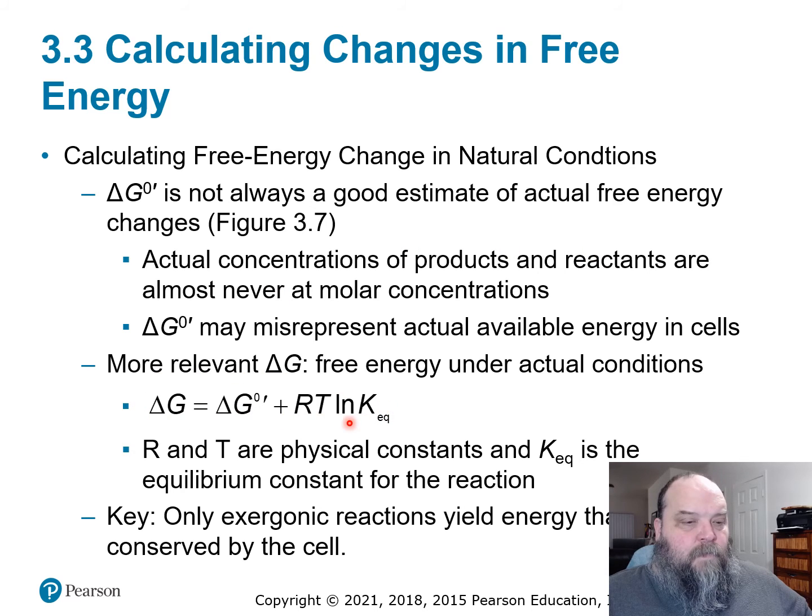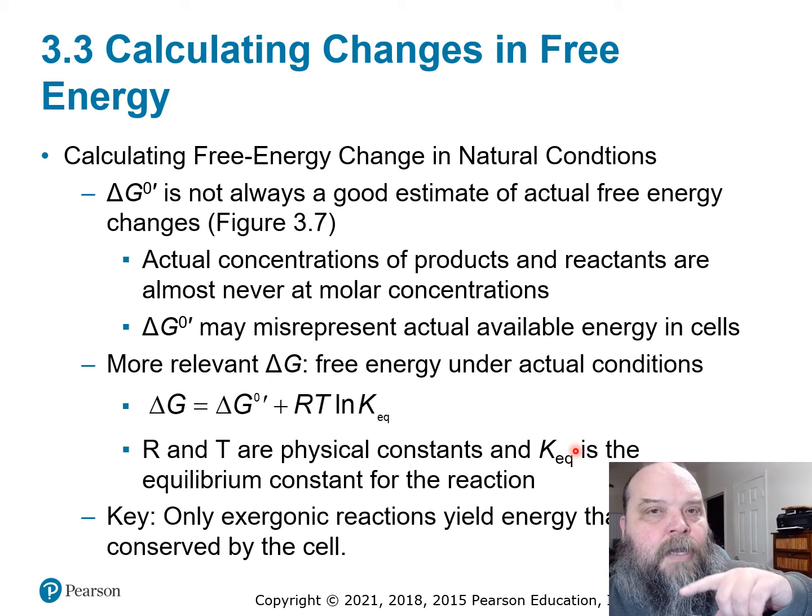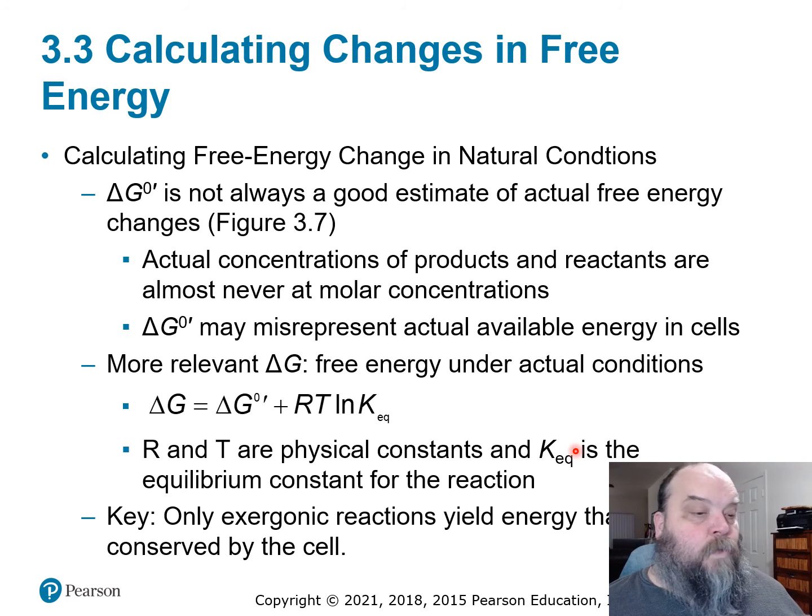As I mentioned before, the RT, or now they do it, delta G prime plus RT natural log of the equilibrium constant. Wow, cannot talk. Where the R and the T are physical constants. The equilibrium constant is going to be based on whether or not the reaction is more inclined to go to the products or more inclined to be reversible towards the reactants.